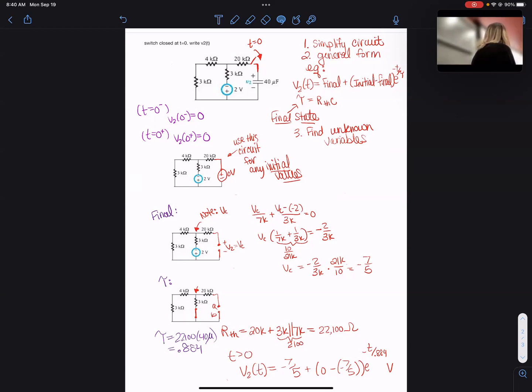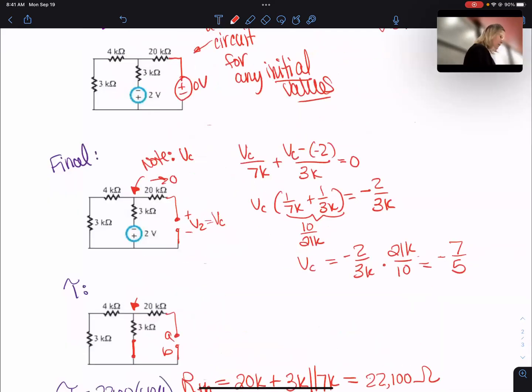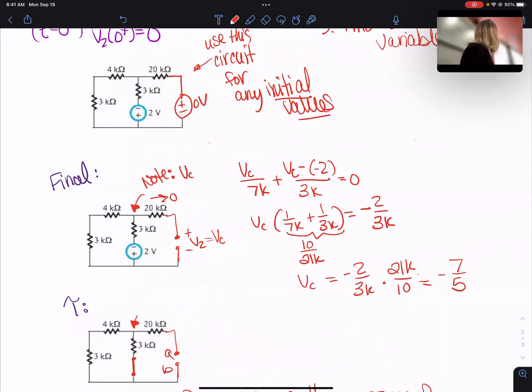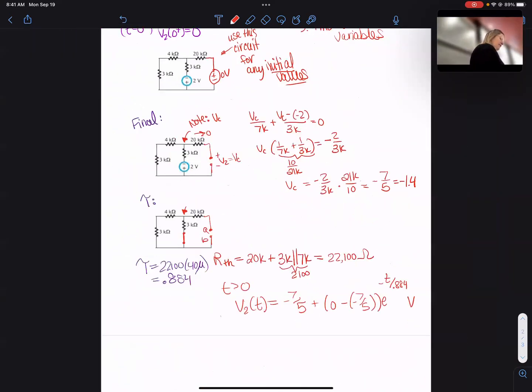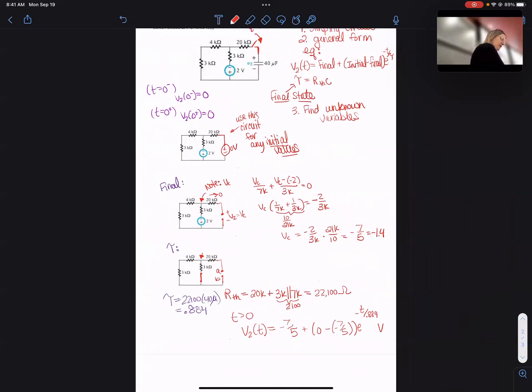Final value, again, it acts as an open. And then note that there's no current going through this 20K, so there's no voltage drop there. So the node above that 3K will be your VC or V2 node. And so I use node voltage to solve for that, and that ends up being -7/5, I think that's -1.4. So that would be your final value for VC. Put it all on there.